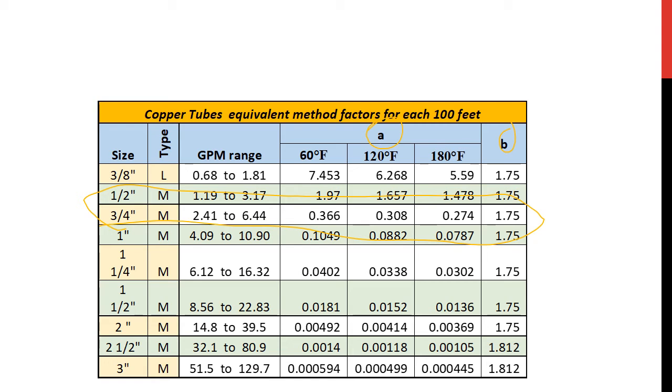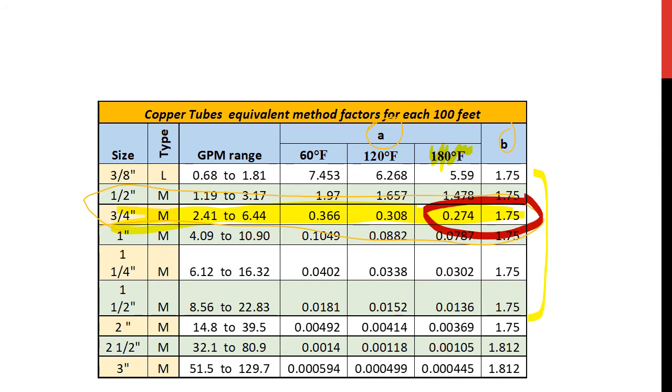Let's highlight this area. This is my required sweet spot. So 1.75, if you notice, B does not change, it's always going to be the same number. The water is mostly going to be 180 degrees. So this is going to be my A and this is my B, and the GPM range is within the acceptable limit. So I'll take those two, and this is going to be my A and B.